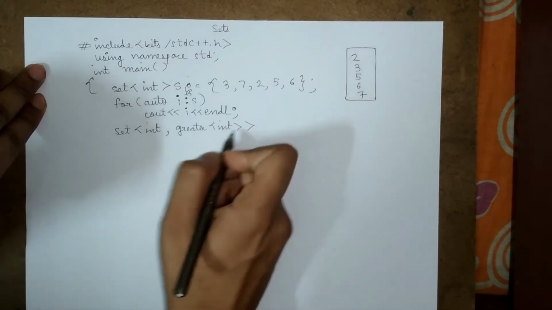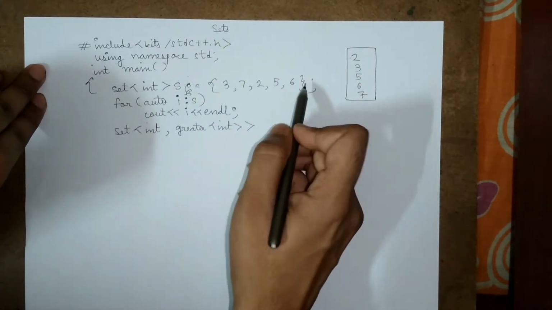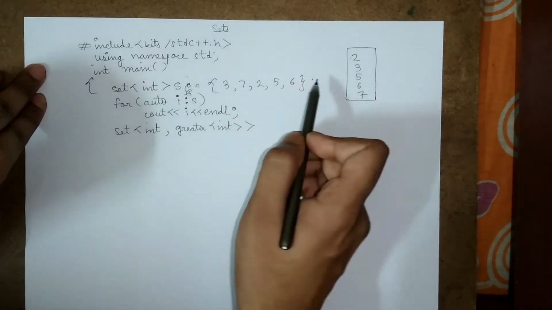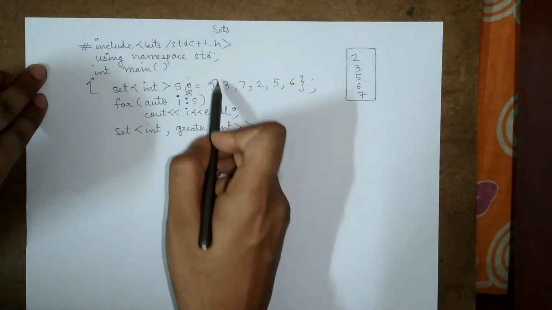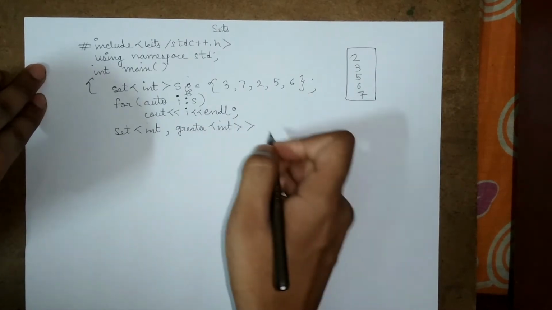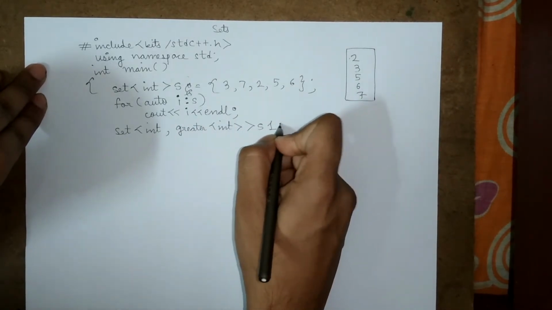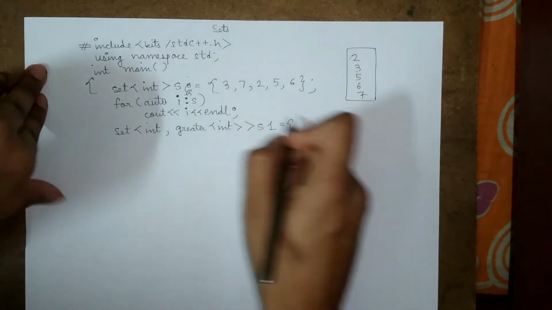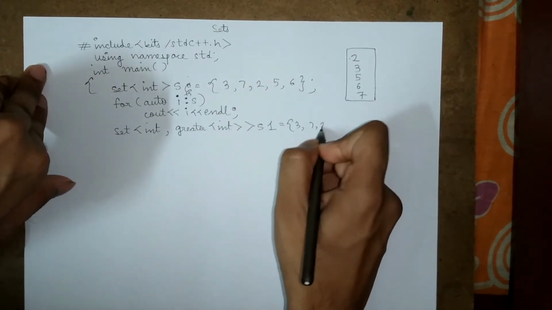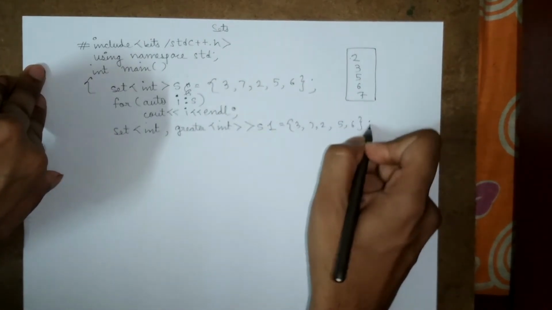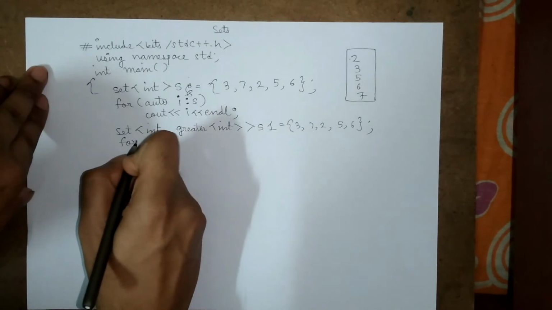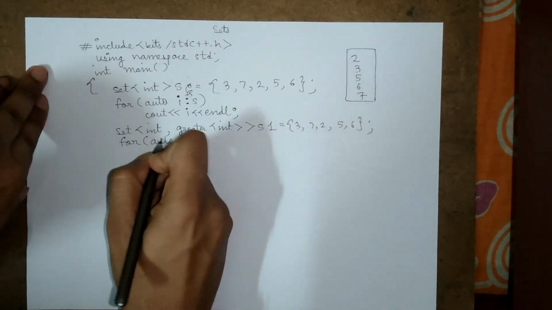Okay, so if I want the elements inside the set to be arranged in decreasing order and not in increasing order like they have been arranged over here, then I have to write set<int, greater<int>>, and then I'll write the name of the set, and then I will put the values. So let's put the same values over here: 3, 7, 2, 5, 6. Okay, and now if I print them, how will I print them?